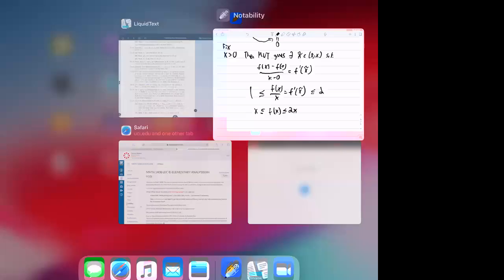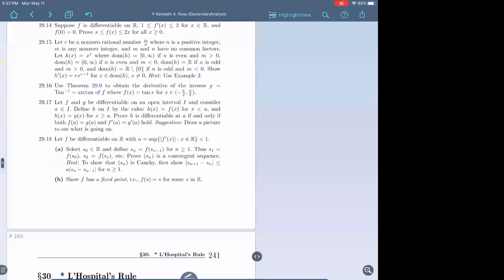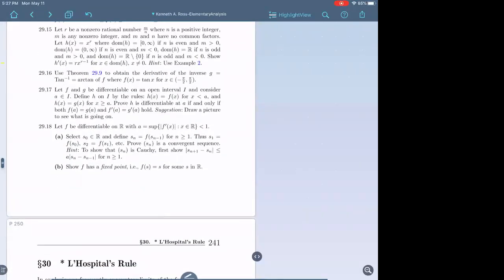Okay, so this might take a while. So let's read what it's saying. 29.18: f is differentiable, and basically my derivative is bounded by 1, and it never reaches 1. So my derivative in absolute value is always smaller than 1. And in fact, it never reaches 1, like there's no sequence going to 1 because the sup is smaller. And basically, part A is helping you show part B.